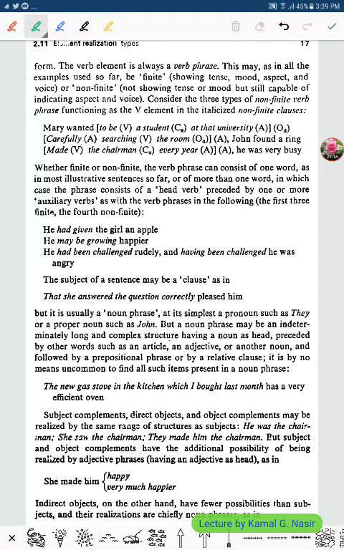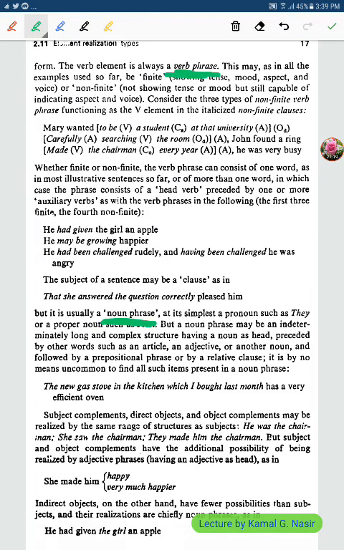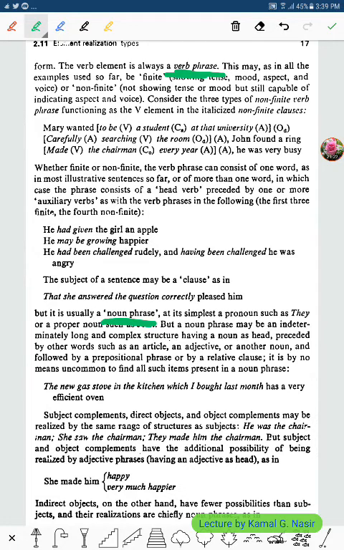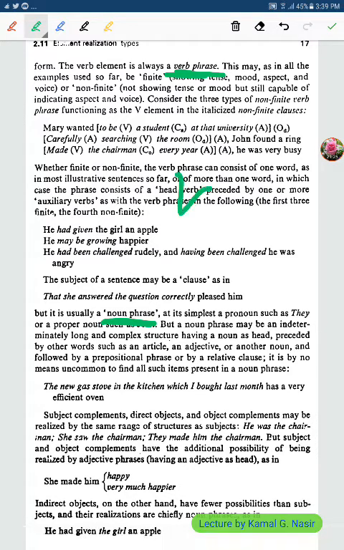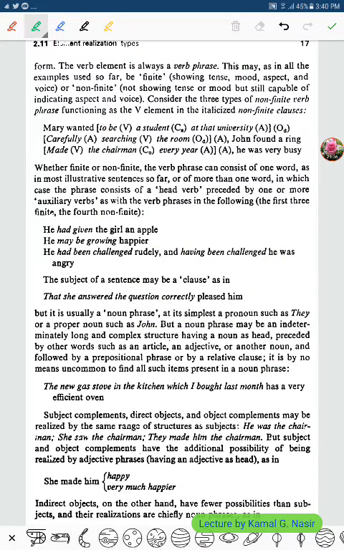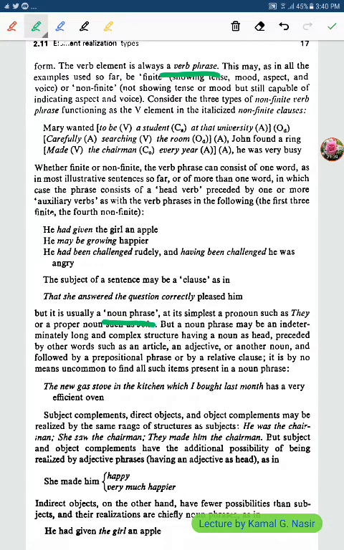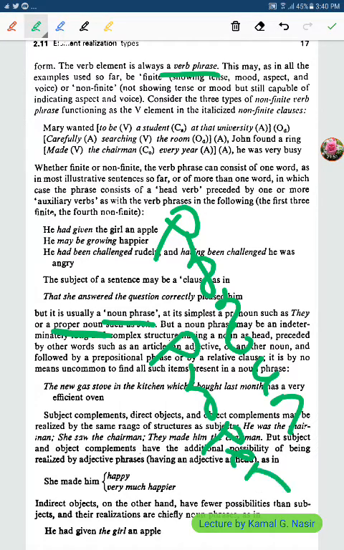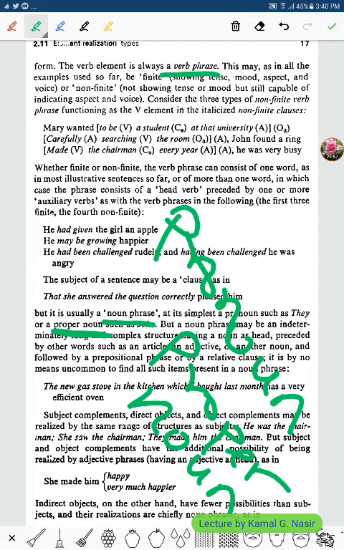This is what? The noun phrase. So now you know what is the verb phrase and what is the noun phrase. The verb phrase sometimes made of the verb alone and sometimes made of two units, auxiliary and verb. What about the noun phrase? The noun phrase also sometimes is made of a pronoun or sometimes made of a proper noun, which is John and so on, and sometimes made of what? Of a clause.